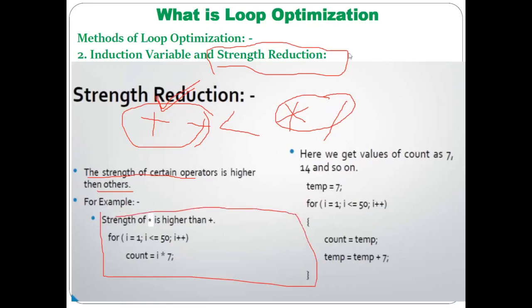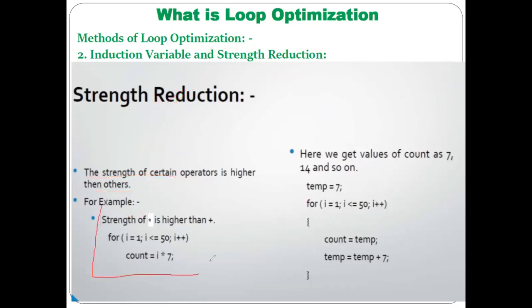This replacement of the operator must be done in such a way that the final output of the program will not get changed. The final output of the program should remain unchanged. Suppose now in this example, you can see the strength of this multiplication operator is higher than the plus operator. In this example, for I equal to 1, I less than or equal to 50, I plus plus, count is equal to I into 7. So what will be its result?